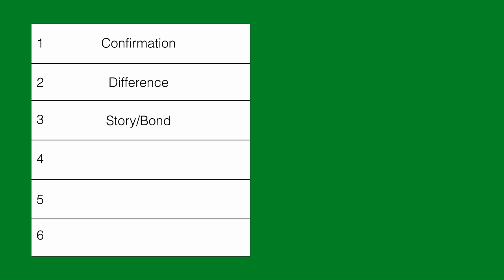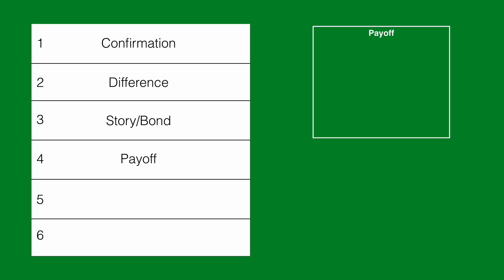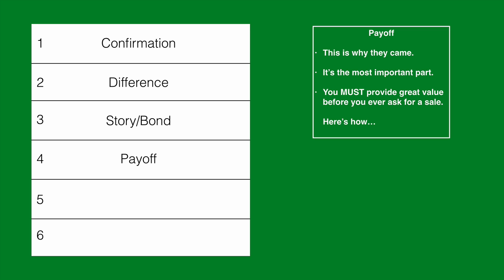Now, assuming you've got that part out of the way, the fourth part of your webinar is something called the payoff. Now, let's talk about the payoff. The payoff is the reason why they came. They are coming to your webinar because they want to learn something. So obviously, this is the most important part of your webinar. You've got to create great value before you ever ask for a sale. Otherwise, you're going to be just like everybody else.